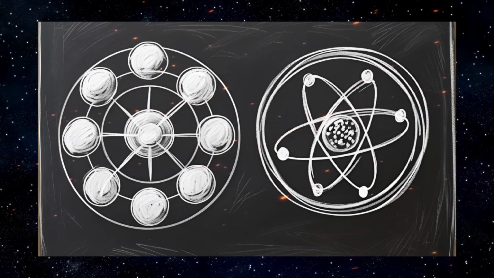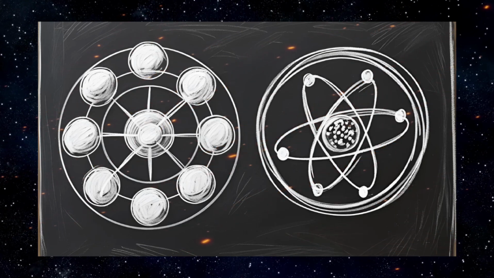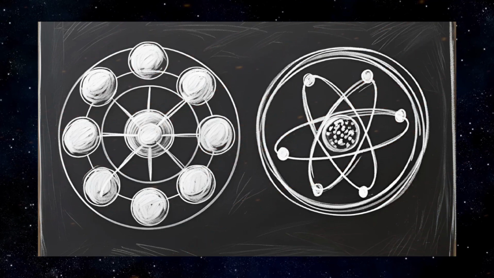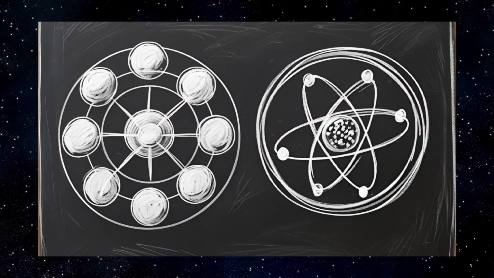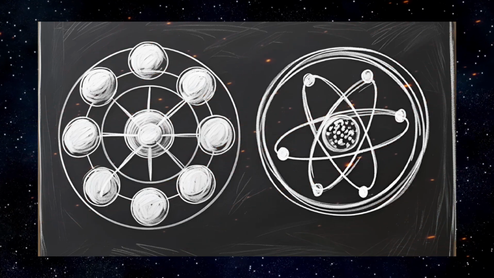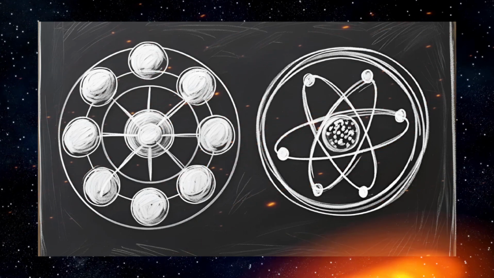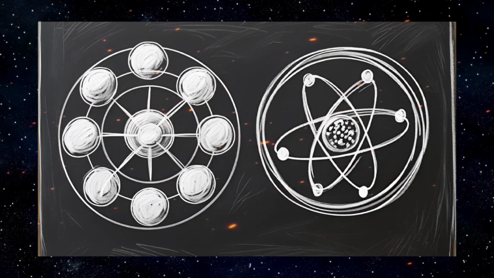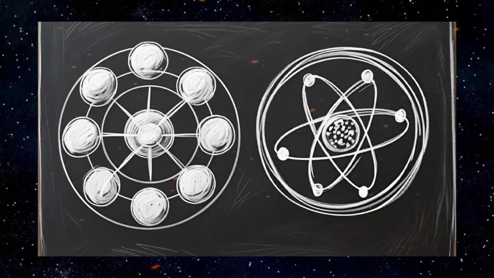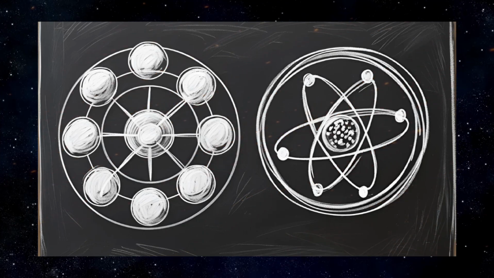The first shell, closest to the nucleus, can hold a maximum of 2 electrons. The second shell can hold up to 8. The third shell also holds 8, though it can expand in larger atoms. As electrons fill these levels, they follow a pattern based on increasing energy. Electrons fill the lowest available energy levels first before moving outward. This organization is known as the Aufbau principle. It helps explain the structure of the periodic table and why elements in the same group share similar chemical properties.